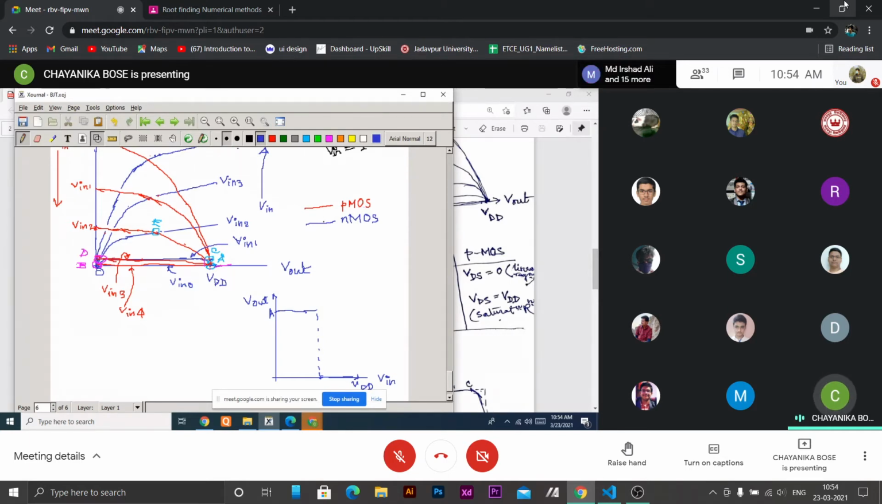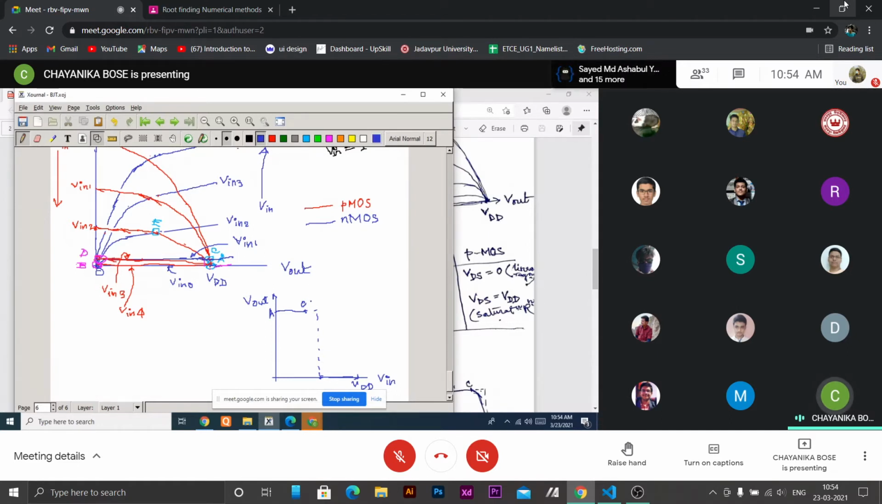At this point, drawing the NMOS curve will make it more confusing. This curve is this one. And this red curve now intersects at this point, slightly higher than this, but it remains more or less VDD. So that point is C. This one.